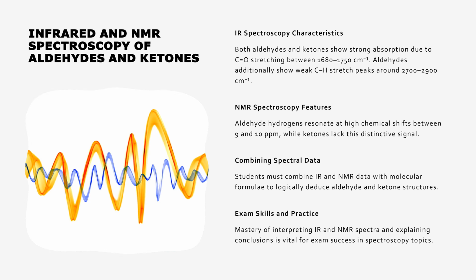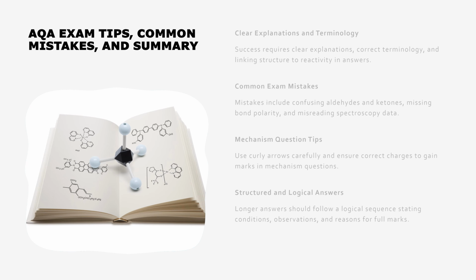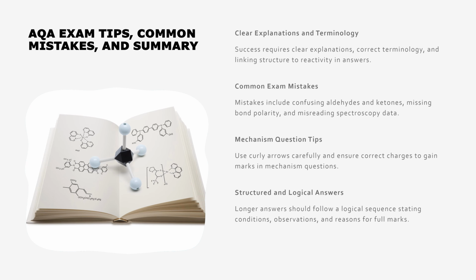In proton NMR spectroscopy, aldehydes are distinctive because the hydrogen attached to the carbonyl carbon resonates at a very high chemical shift, typically between 9 and 10 ppm. Ketones lack this signal, making NMR particularly useful for differentiation. In A-level exams, carefully identify whether a compound is an aldehyde or ketone before predicting its reactions. Learn the oxidation tests, reagent names, observations, and products.